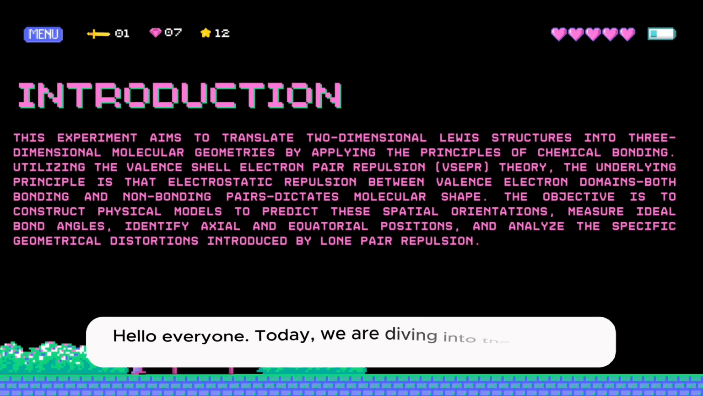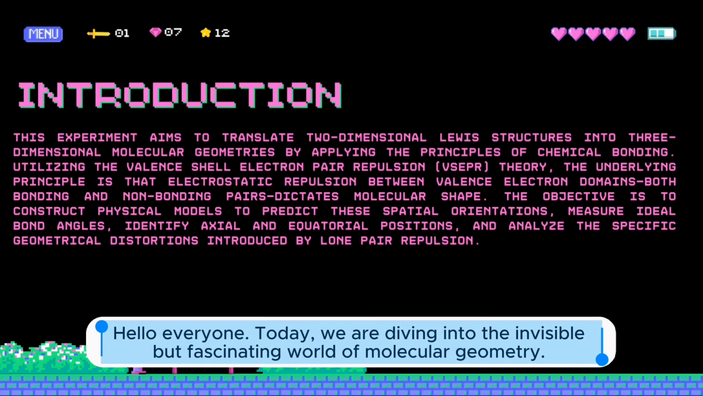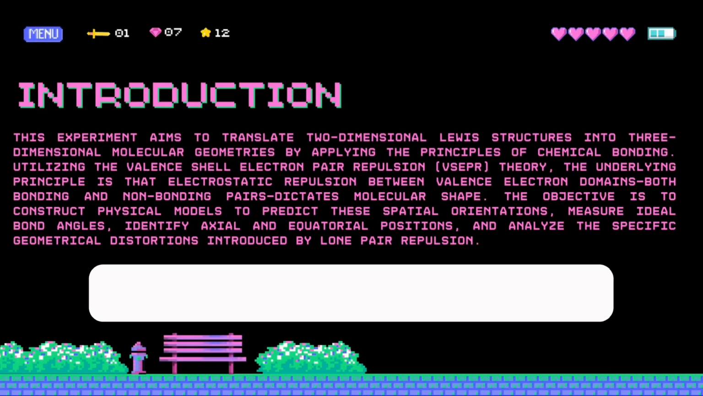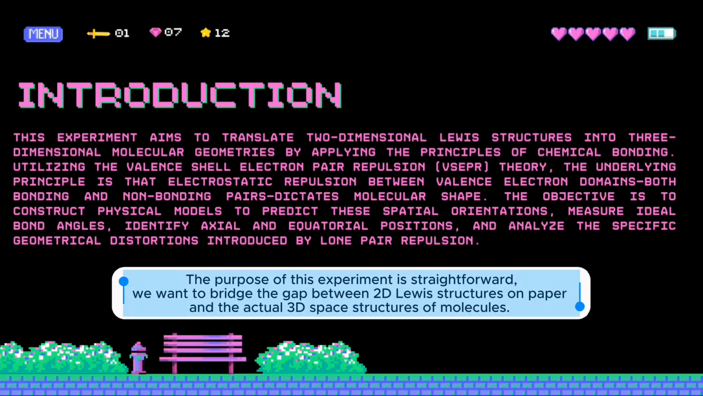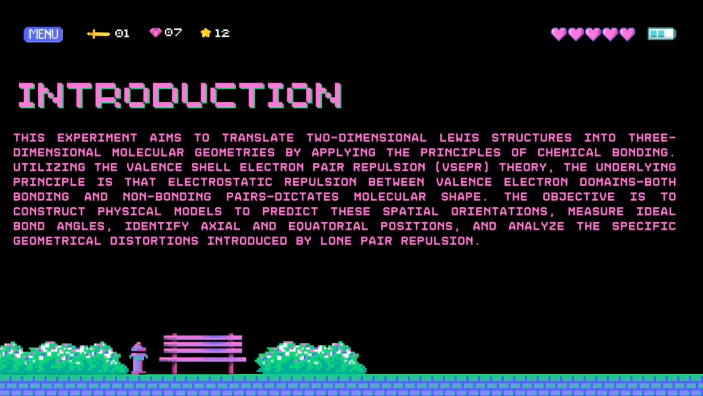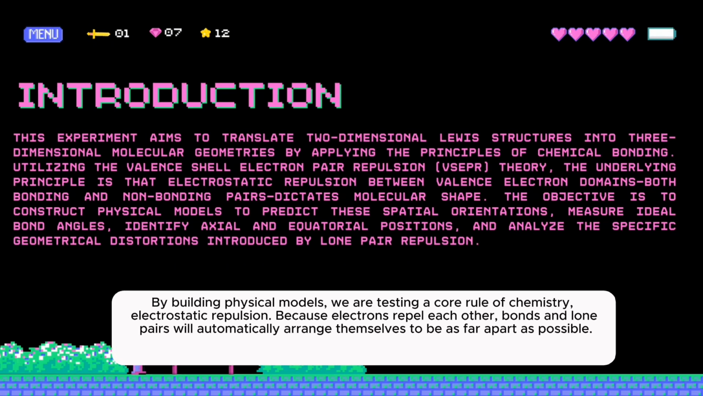Hello everyone, today we are diving into the invisible but fascinating world of molecular geometry. The purpose of this experiment is straightforward. We want to bridge the gap between 2D Lewis structures on paper and the actual 3D space structures of molecules. By building physical models, we are testing a core rule of chemistry, which is electrostatic repulsion. Because electrons repel each other, bonds and lone pairs will automatically arrange themselves to be as far apart as possible.